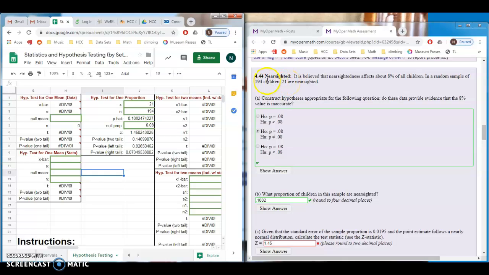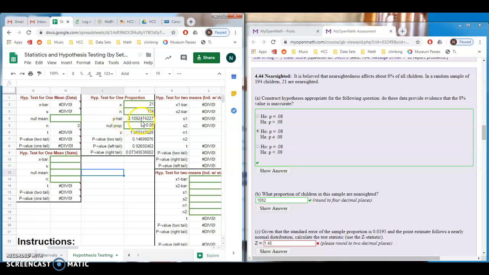So we take 21 and divide it by 194, and that gives us our proportion. So the number of successes is 21. Our sample size was 194, and the computer divides them for us to find our p-hat. So our p-hat is about 11%.